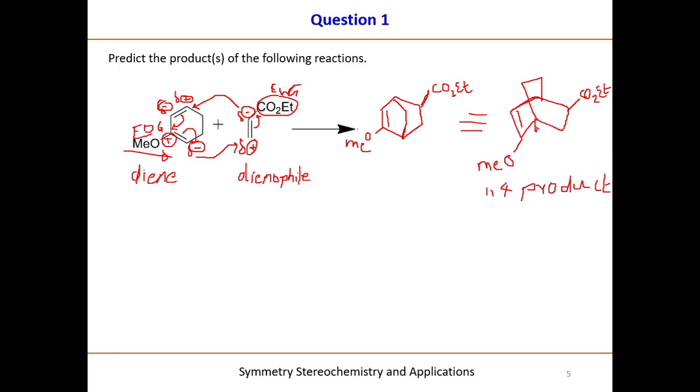This is the front proton. There also it will be on the front side. Okay. So 1,4 product formation will take place in this type of reaction. So I hope from the previous 4 examples we are clear with the diene and dienophile interaction and the Diels-Alder reaction, which is nothing but the 4 plus 2 cycloaddition reaction.